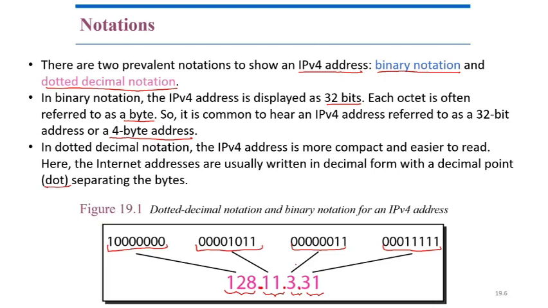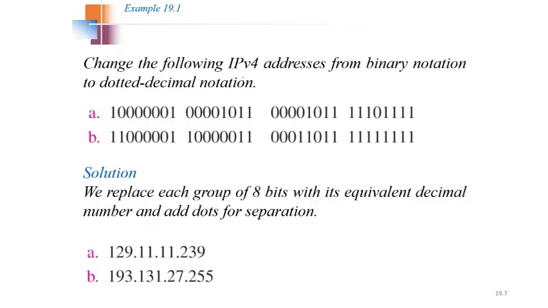So this is how an IPv4 address is represented. You might have encountered how these are represented. Now we will see some of the maths behind these numbers. Here it asks us to change the following IP address from binary notation to dotted decimal. This is a binary notation of an IPv4 address, and you need to represent it in dotted decimal notation, by converting each number into its decimal value.